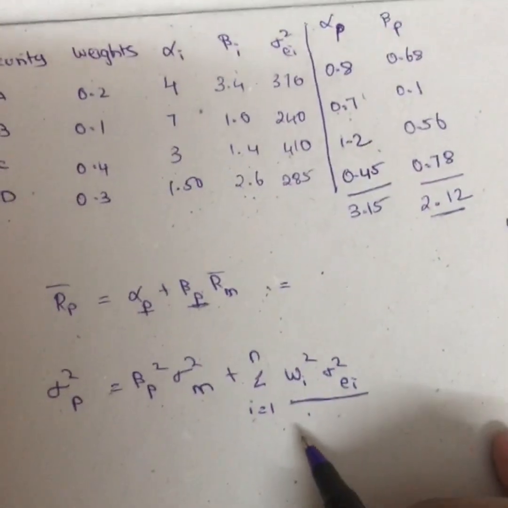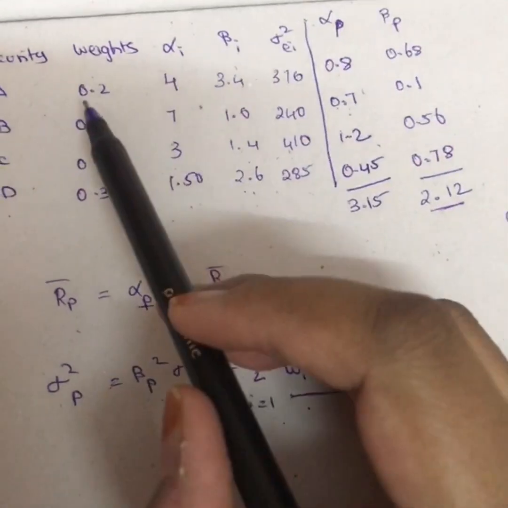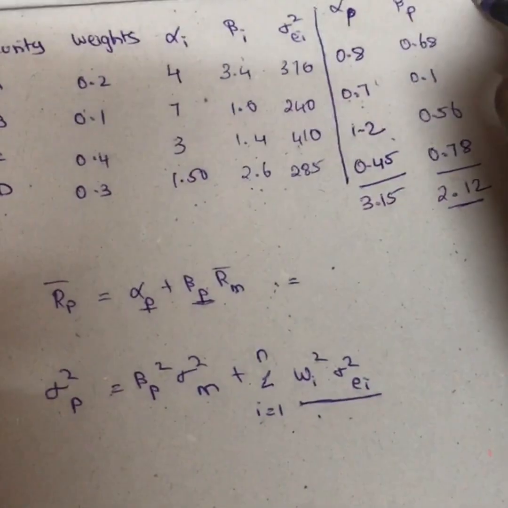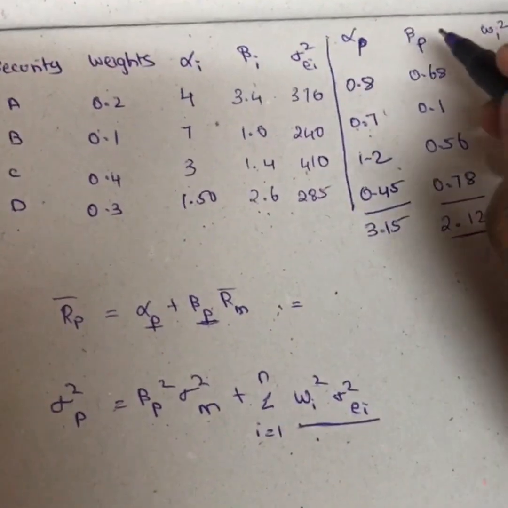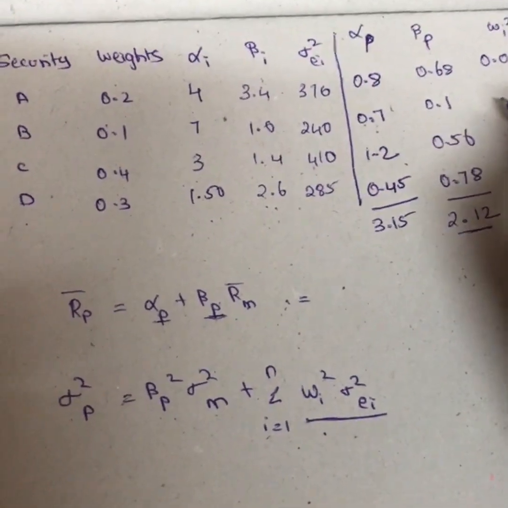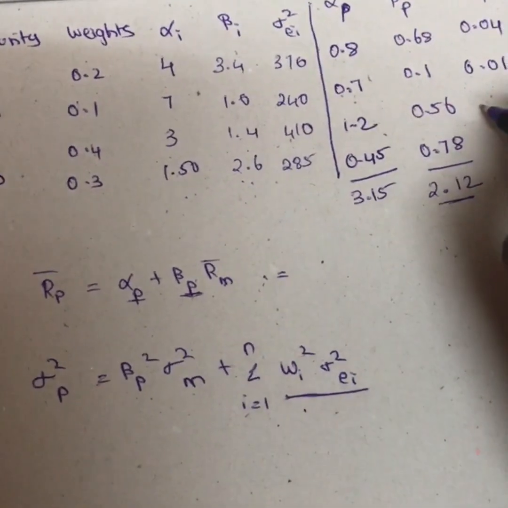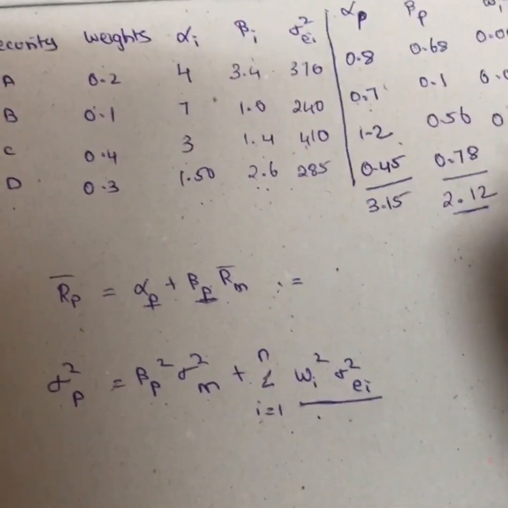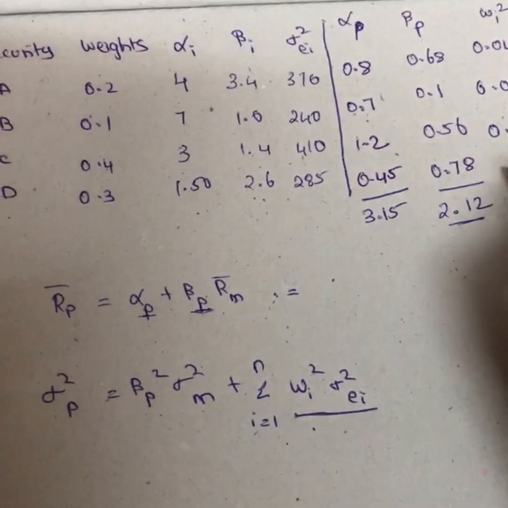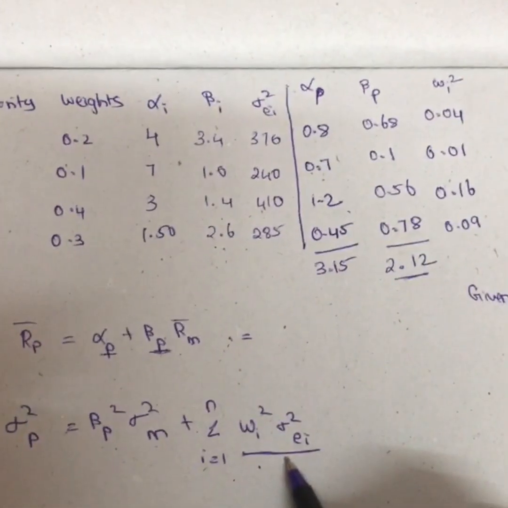The next column which I can add is the Wi square, which is nothing but weights. I'm going to square it. So Wi square: 0.2 into 0.2, we get 0.04. And then 0.1 into 0.1, 0.01. 0.4 into 0.4, it is 0.16. And then 0.3 into 0.3, it is 0.09. With this I will multiply variance.